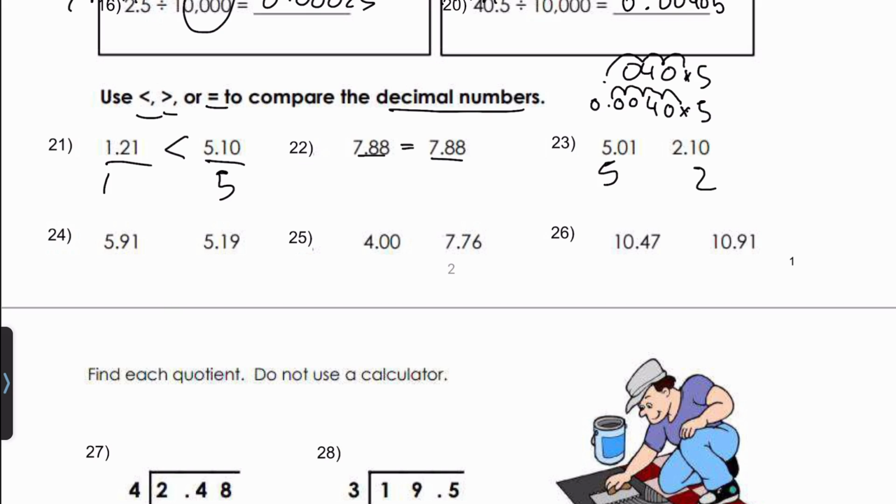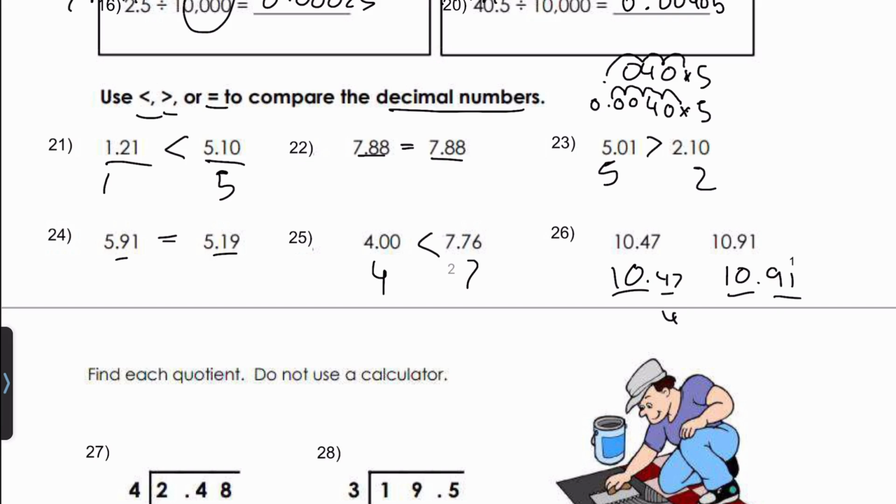Which one is bigger, 5 or 2? It's the 5. The crocodile's going to eat the 5. There you go. That's a less than symbol. These two are the same. You can make them equal. 7 is bigger than 4. Now this one might confuse a few people, so be careful. But when the first two digits are the same, look at the decimal points.